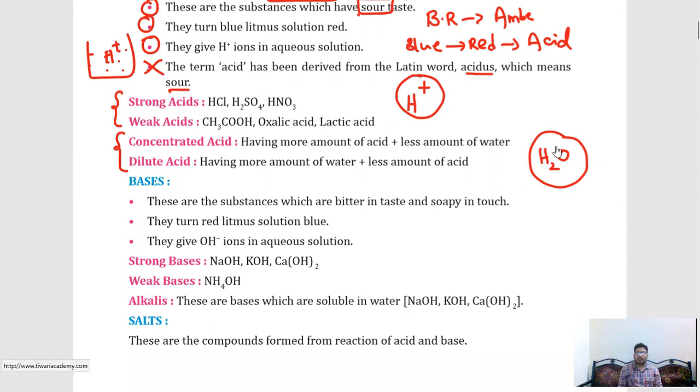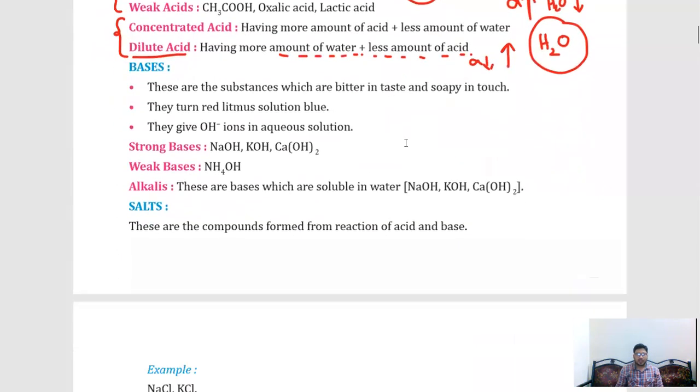Next, depending upon the amount of water present, if there is a huge amount of water present, we can call it dilute. We can observe more water plus less acid. Acid content is less, H2O content is more, which is known as dilute. Concentrated means having more acid. Acid content will be more and water, H2O content will be less. That is concentrated. That is about acids.